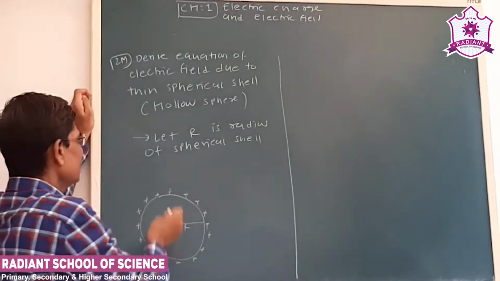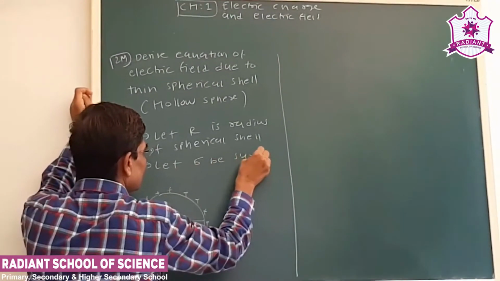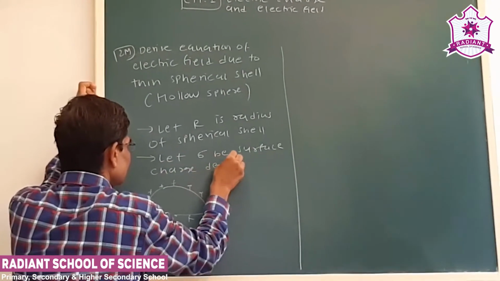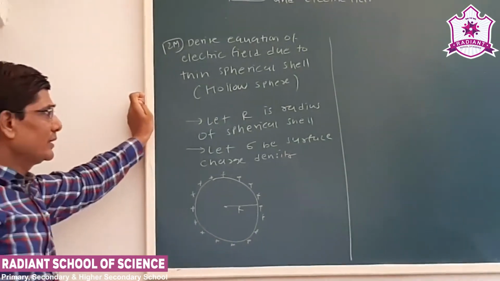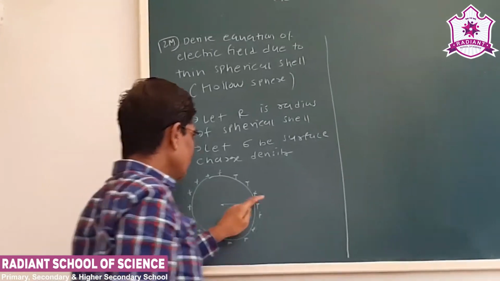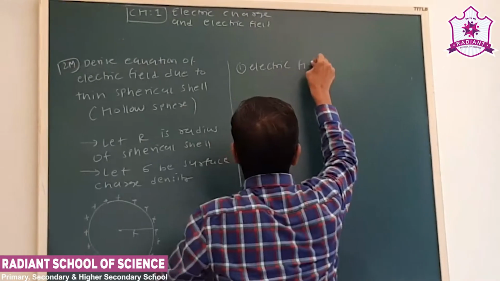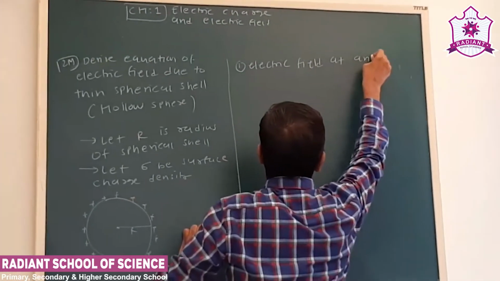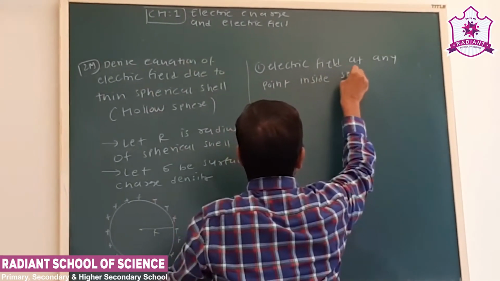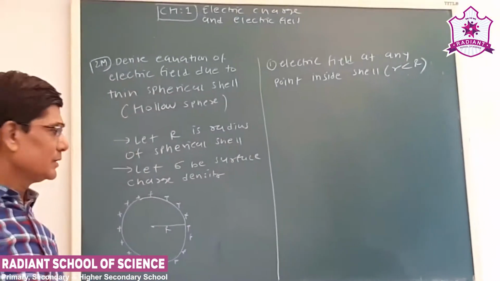Okay. Now let sigma be the surface charge density. Now first we have to find out the electric field at any point inside the shell. So first it will be like this: electric field at any point, let us say r is less than R.